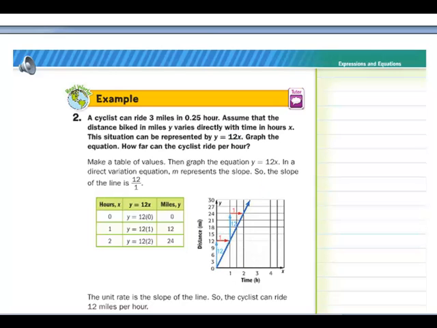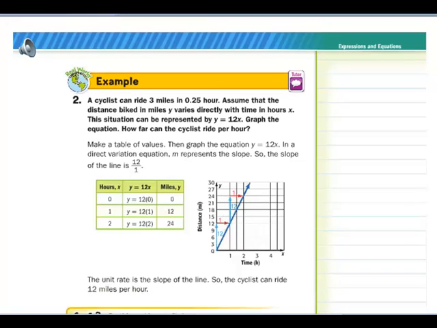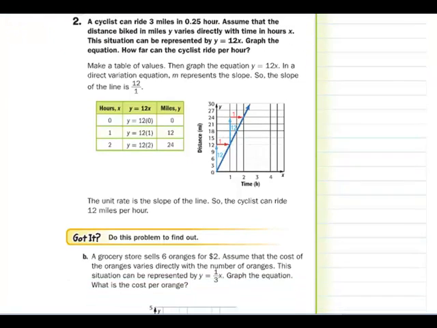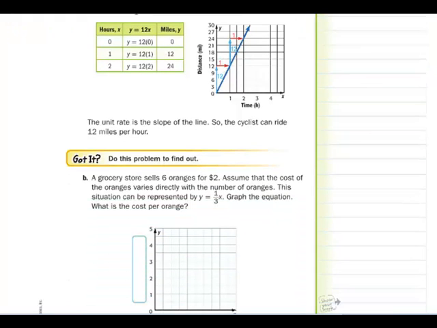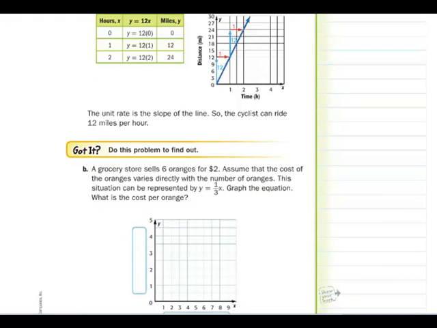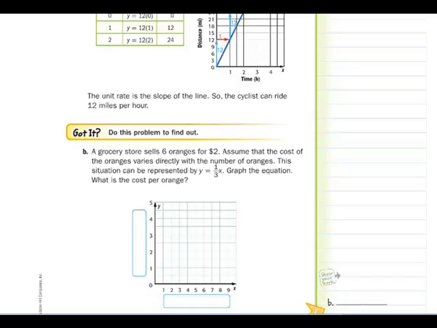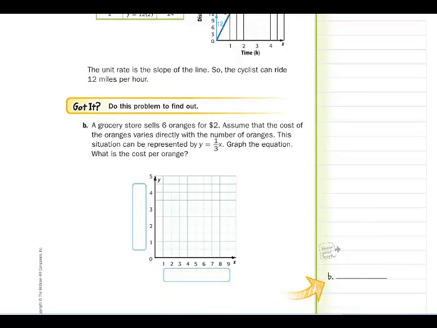Okay. Let me see maybe what else we got going on here. All right, let's look at one more. I don't want to go too far here because I don't want it to skip pages. We'll stop there. All right.